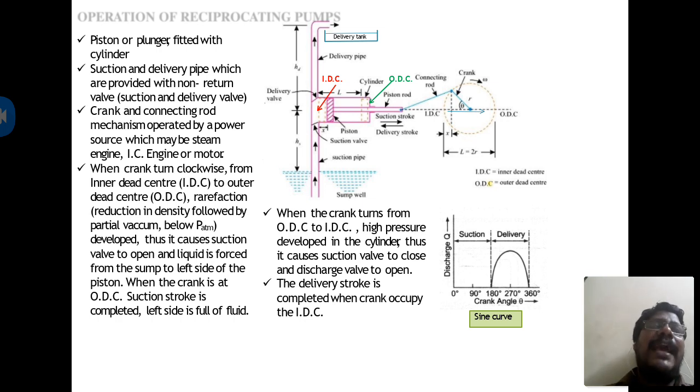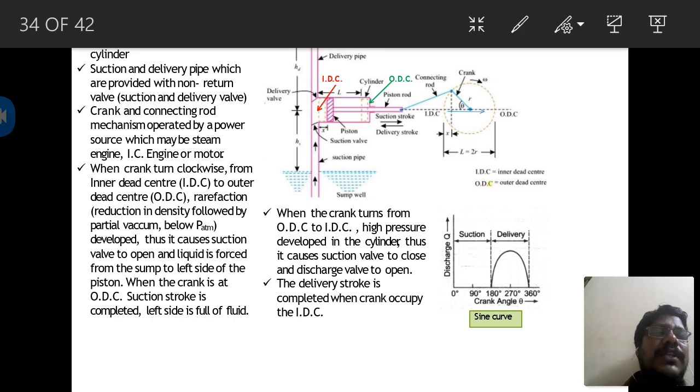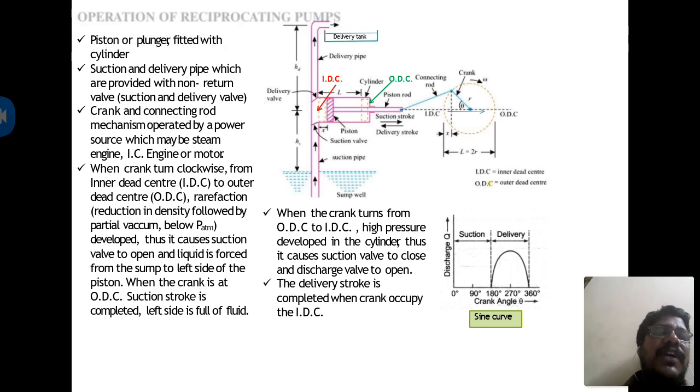The process happens in two strokes simply. The first stroke is called the suction stroke and the second stroke is called the delivery stroke. The main thing we are going to discuss here is during the first half of the cycle, that is during the suction stroke, your crank wheel, which is connected to the electrical motor, rotates when you switch on the electrical motor. During the suction stroke, the crank wheel rotates from 0 degree to 180 degree.